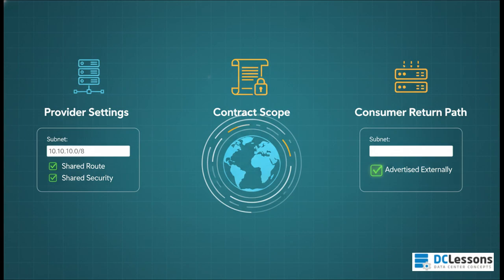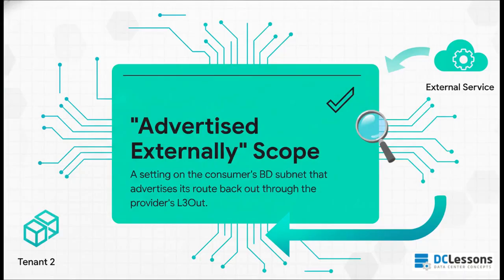But there's one more critical piece of the puzzle on the consumer side that we need for the return traffic to work. And this is a big one. You have to remember that communication is a two-way street, right? So tenant 2 can now reach the external service, but how does that external service talk back to tenant 2? The answer is this little checkbox, advertised externally, which you find on the consumer's bridge domain subnet. Ticking this box is what tells ACI to leak the route for EPG2 back into tenant 1's VRF so it can be advertised out the L3Out. If you forget this step, you'll have one-way traffic, and your application just won't work.